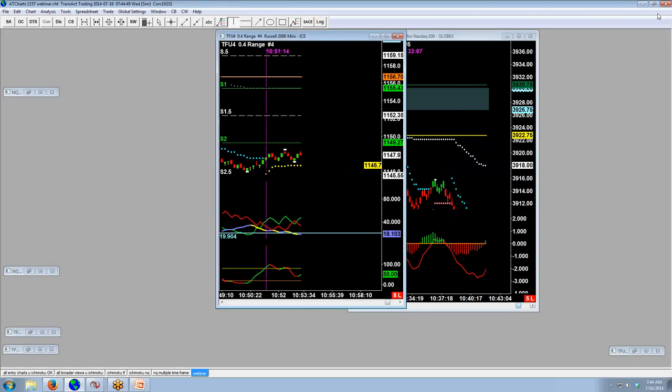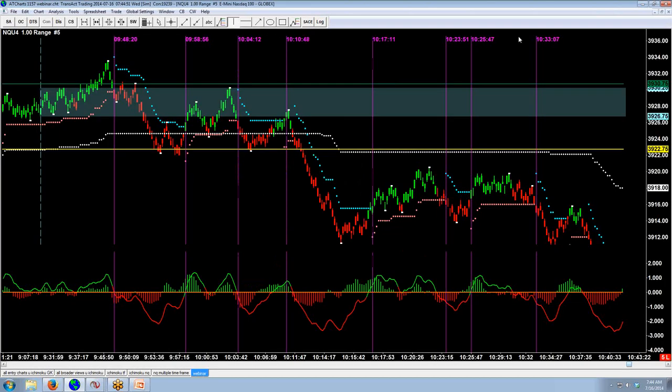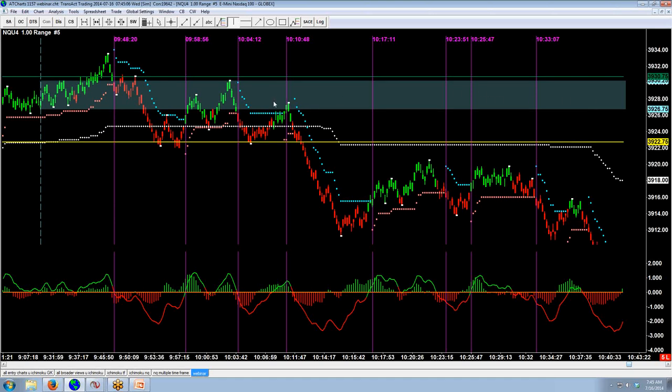And then here is the NQ on a 1-point range chart. Same thing as the Russell. You'll get many of them if you're using a small chart. You can always use a little bit larger chart. This is a 4-tick range chart. You could use a 6-tick or 8-tick. Just keep in mind, the bigger the chart, the bigger the stop.